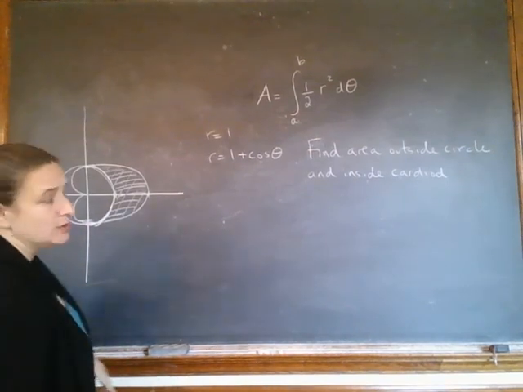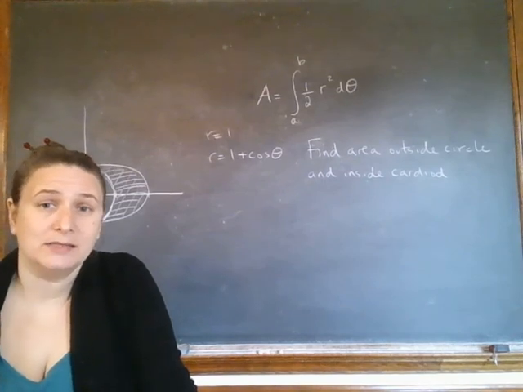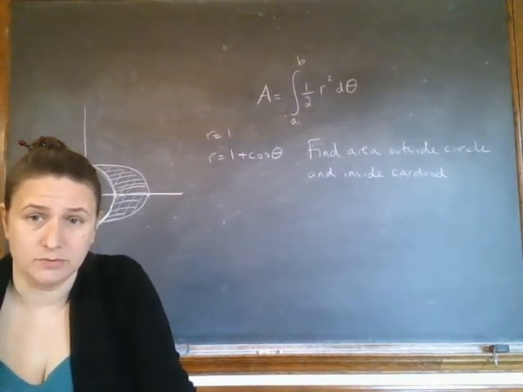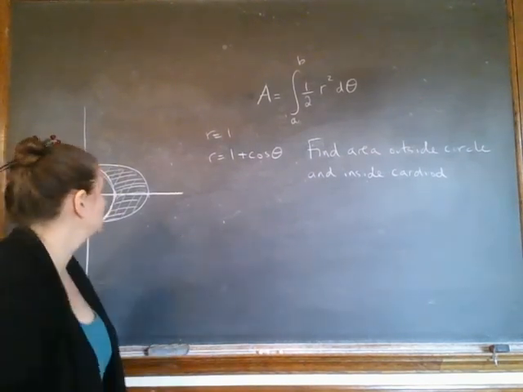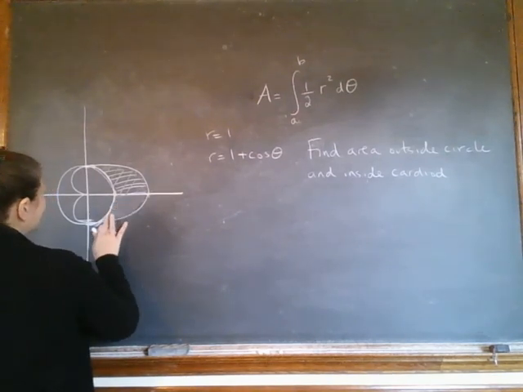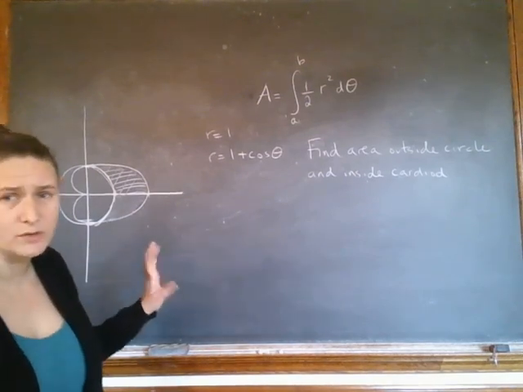Overall, there's a nice trick for these that makes your life easier. When at all possible, just try to do everything in the first quadrant and use symmetry. So what I'm going to do is 2 times this area. In this case, it doesn't matter. We could have done it from minus pi over 2 to pi over 2. It would have been the same.